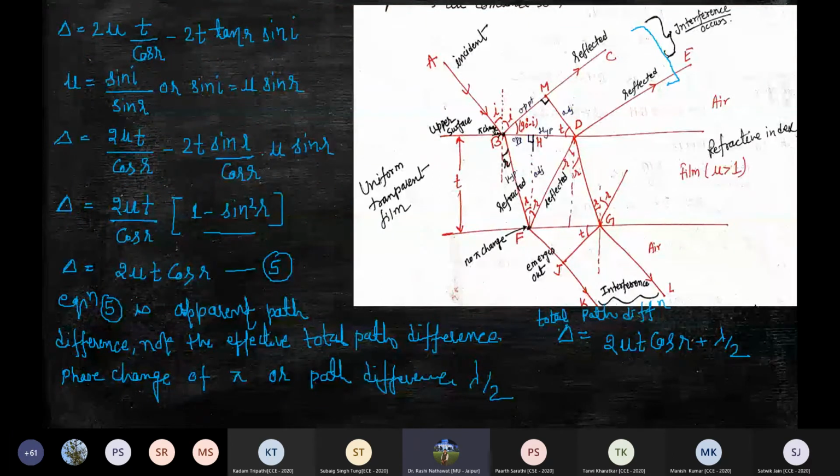Is this derivation asked in the exam? No, I told you on the very first day that the long derivation will not be asked, but you need to learn the formulas, you need to learn the concepts.